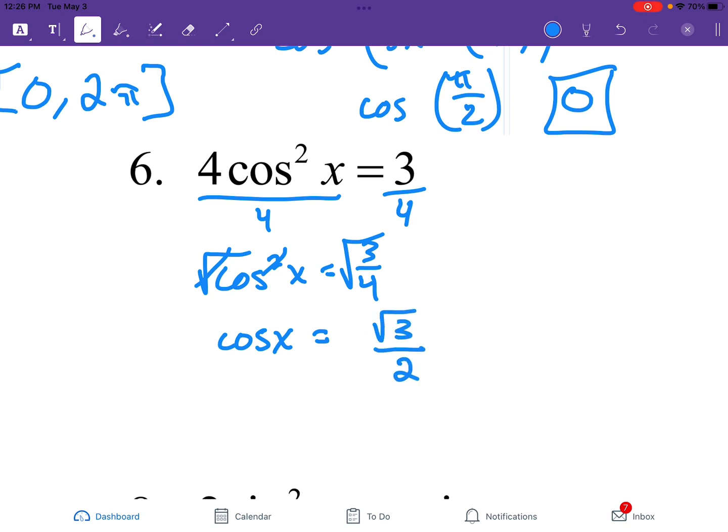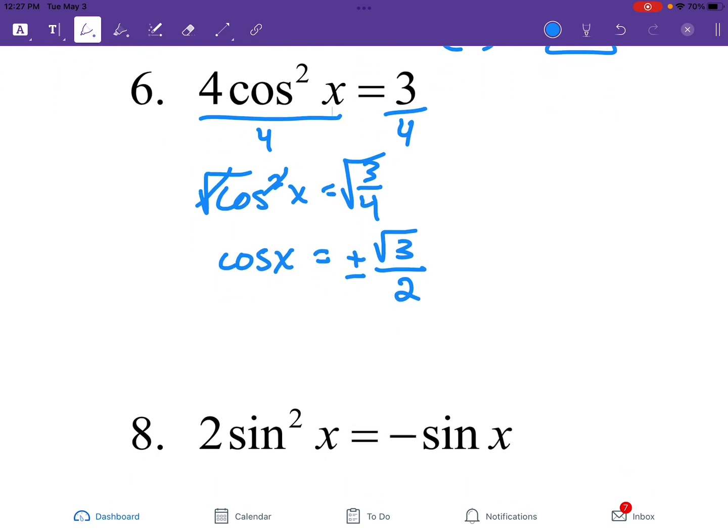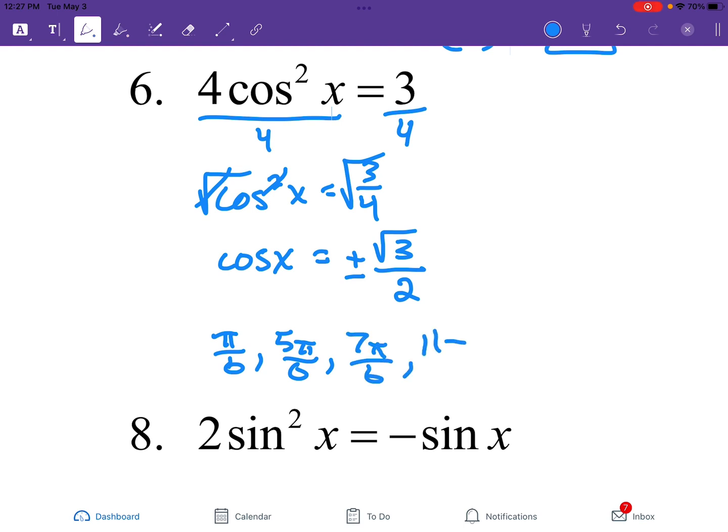Now again, one thing that I have mentioned before that many students will forget is because we did the square root on both sides of the equation, it should be plus or minus. So now we're looking for where is cosine, where is the x value going to be positive or negative √3 over 2? Happens in 4 places. Pi over 6, 5 pi over 6, happens at 7 pi over 6, happens at 11 pi over 6.